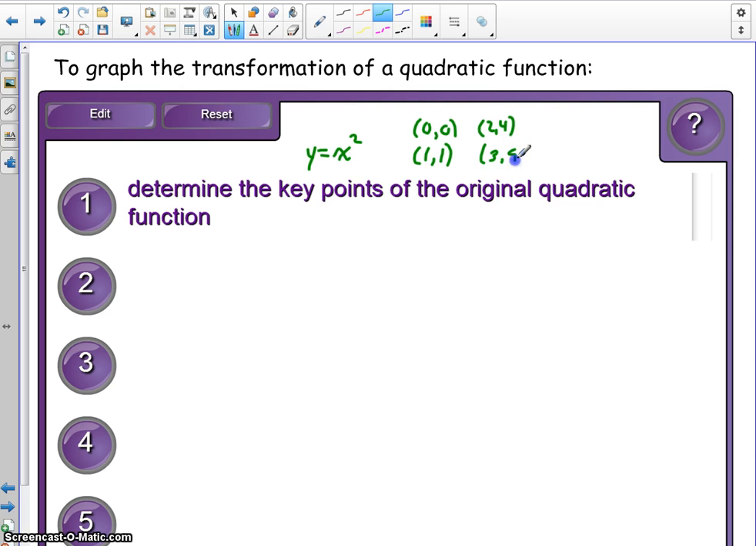You can go into the negatives and do negative 1, 1, negative 2, 4, and so on and so forth. You can go on forever, but you're just going to get a selection of key points from the original quadratic, which is going to be y equals x squared.